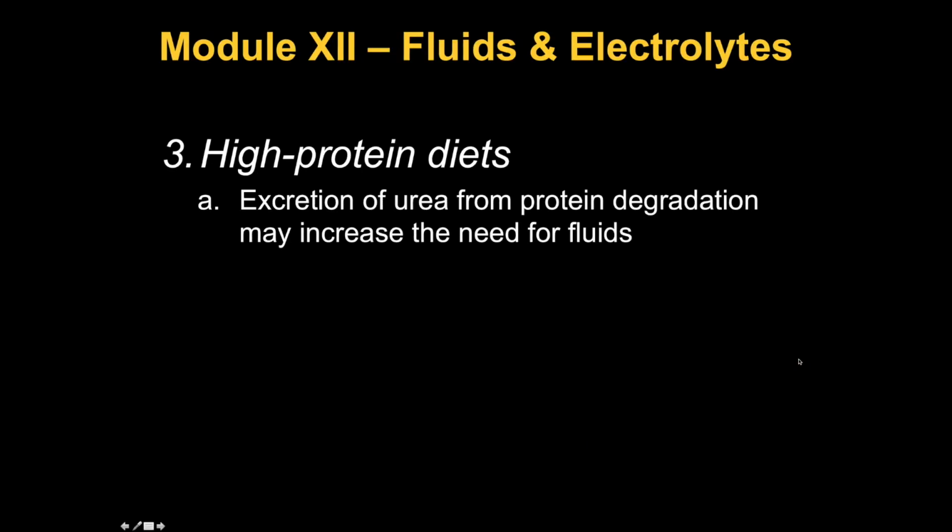A high protein diet. The concern here, as we talked about a little bit earlier with higher protein diets, is that we have to deaminate the protein. The amino acids have to be deaminated, so we're going to produce some urea when we do that. And if we produce a bunch of urea, then there's going to be some fluid that's necessary in order to dispose of that urea in urine. So the concern is that higher protein diets may actually increase the need for fluid. So that's something that you might want to monitor as well if an athlete is on a higher protein diet.